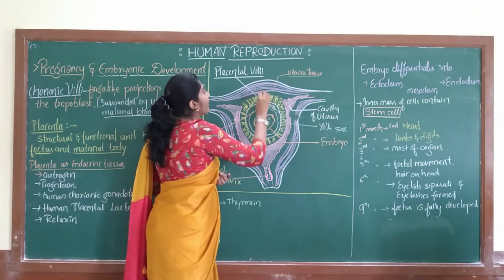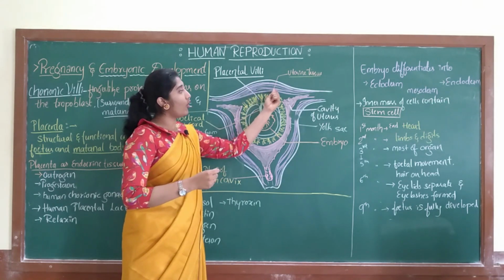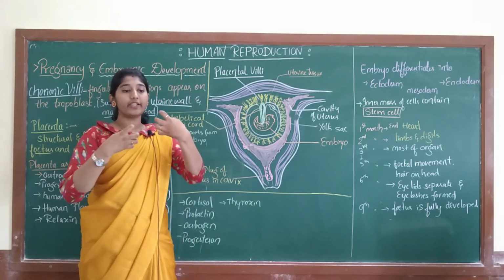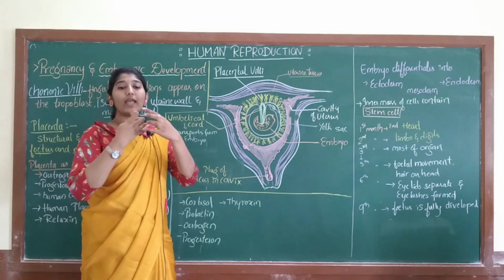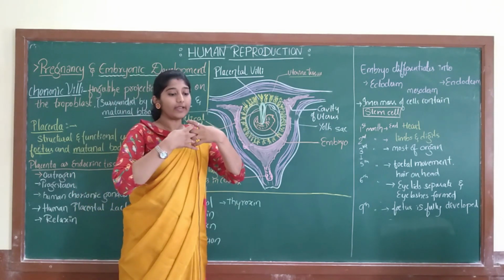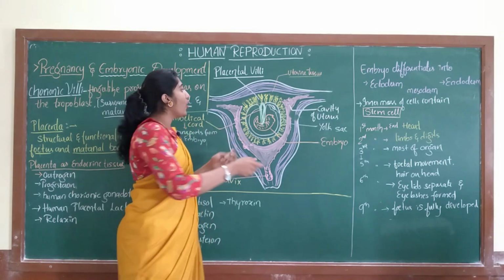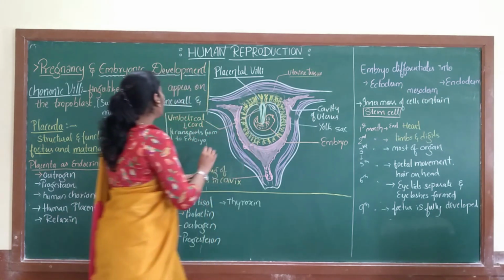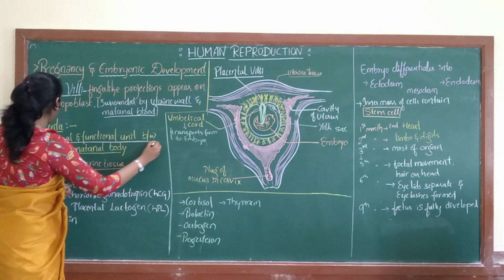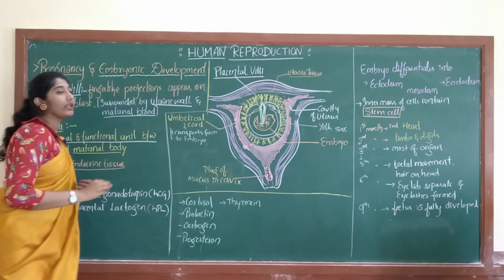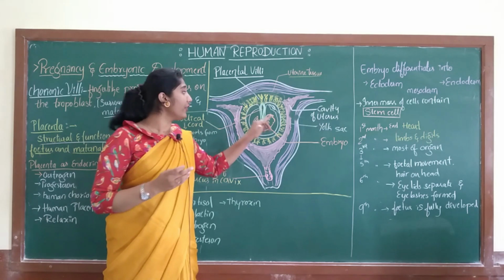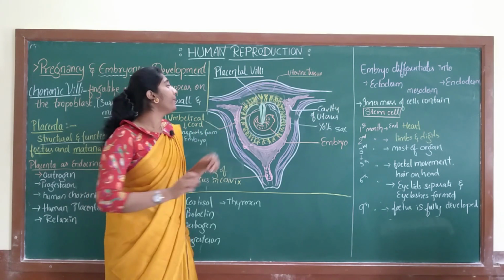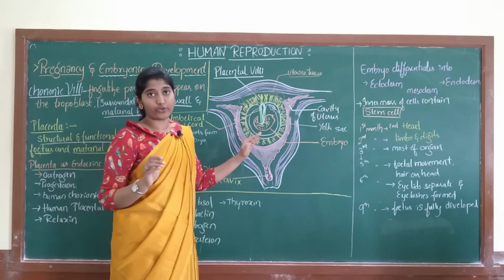So the uterine wall, or uterine tissue of the mother, and these chorionic villi are interdigitated. That means these are the digits of the uterine wall and these are the digits of the chorionic villi. They are interdigitated to form a structural and functional unit between the fetus and the maternal body, that is, between the mother's body and the fetus. Fetus means developing embryo.